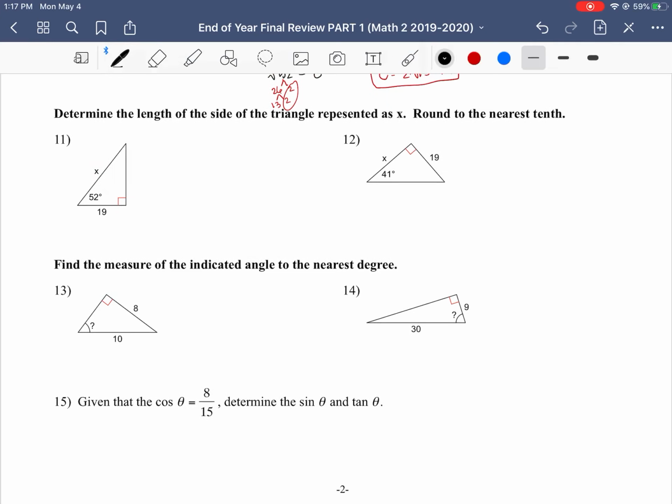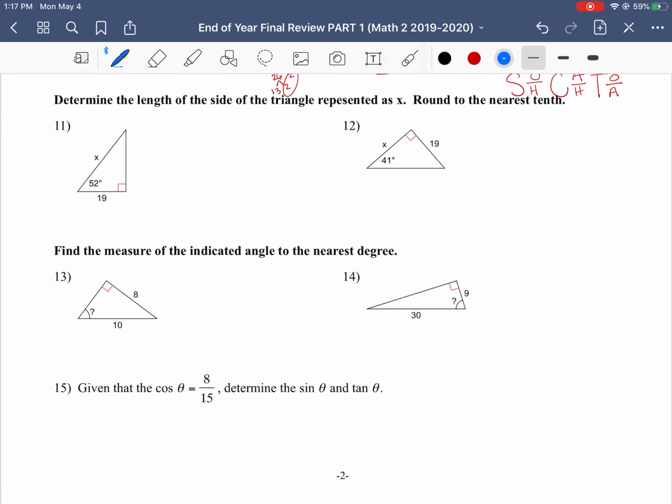So I'm just going to write this up here so we remember. But SOHCAHTOA, right? So sine is always the opposite leg over the hypotenuse. Cosine relates the adjacent leg to the hypotenuse, and tangent relates the opposite leg to the adjacent leg. So the first thing you have to do is decide which trig function to use, and then they all work the same algebraically. So on this first one, number 11, again, we're looking at an angle.